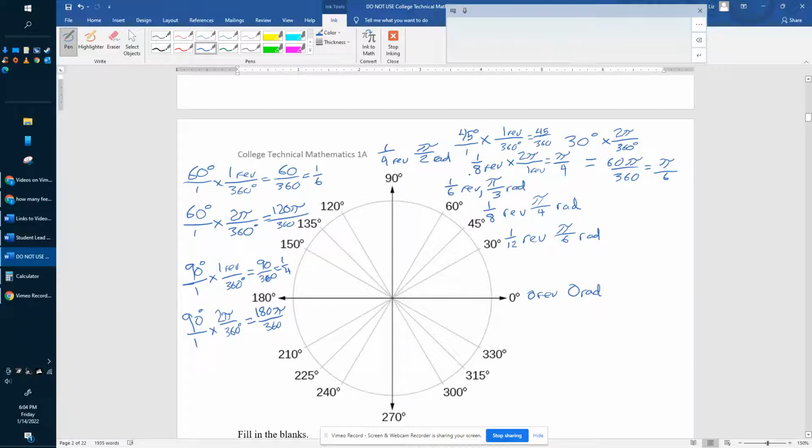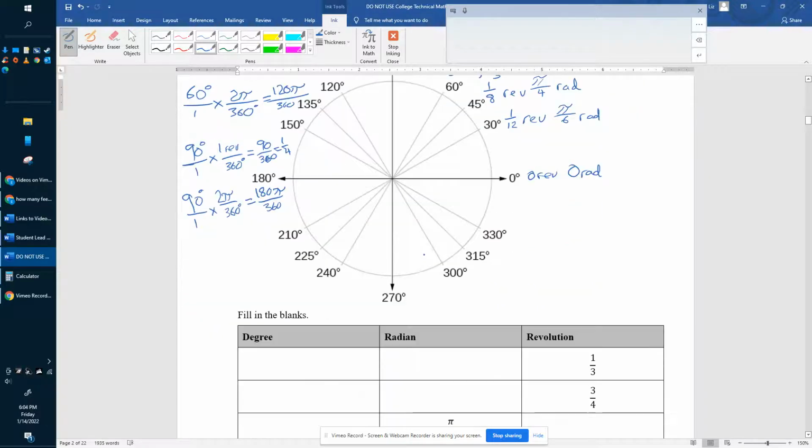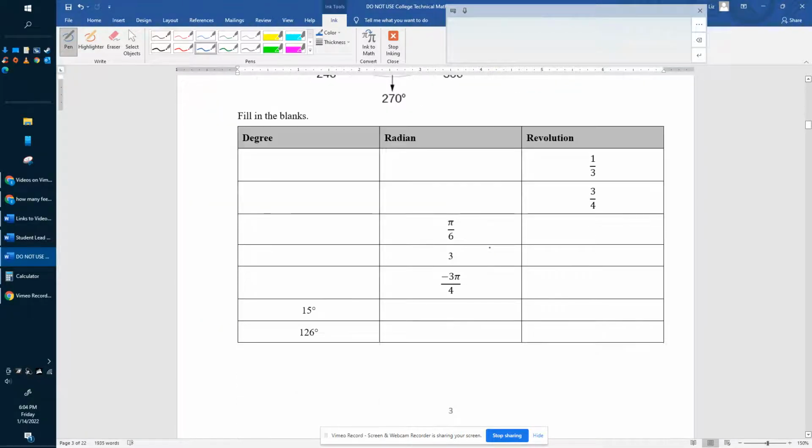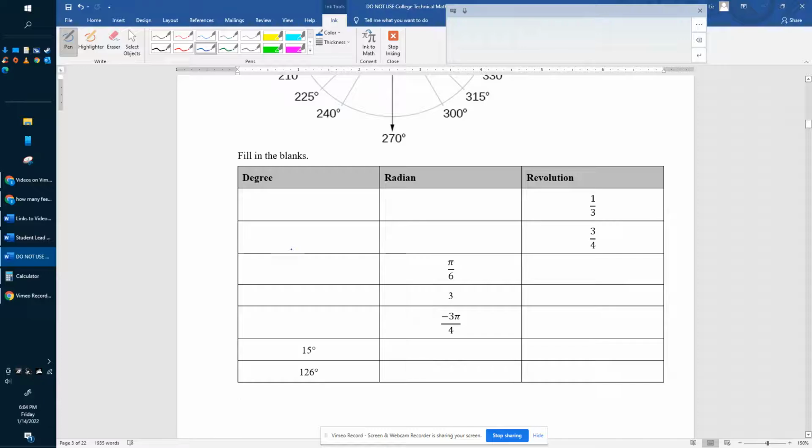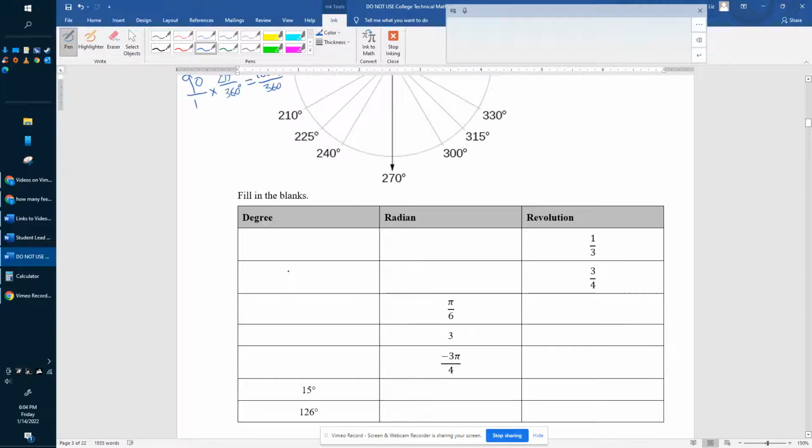If you want to, you can go ahead and finish completing the circle, after which we can start filling in the blanks. We're going to convert all of these things. So we have 1/3 of a revolution. How can we convert that into radians? So 1/3 of a rev times 2 pi radians on top, 1 revolution on the bottom. That is going to give us 2 pi over 3.